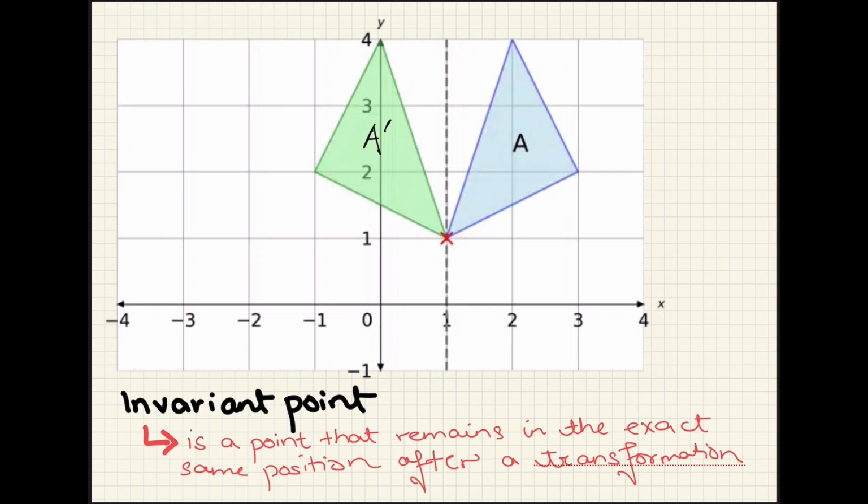Now, we will get into the details of this reflection later. But see, this point has been mapped onto this point, right? This point has been mapped onto this point. What about this third point? So even after the transformation, the point remains the same. So this point onto this point onto this point, and this point remains the same. So this is an invariant point. Okay, so a point that remains in the same position even after the transformation is called the invariant point.